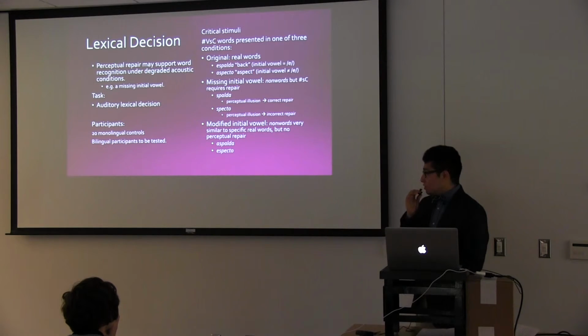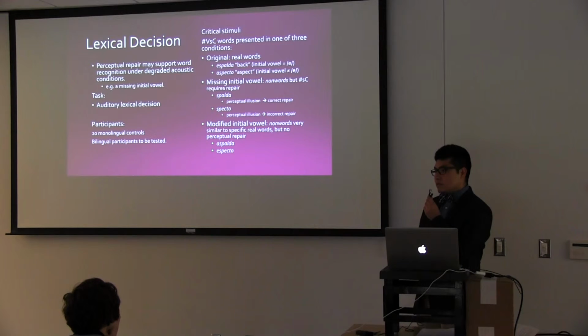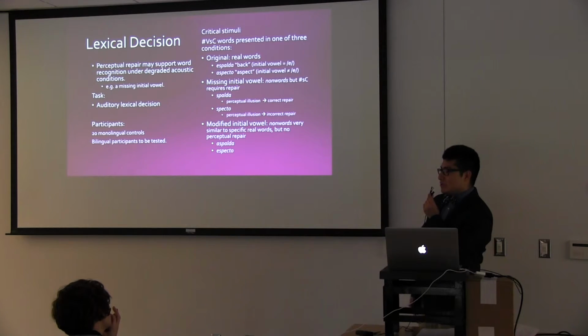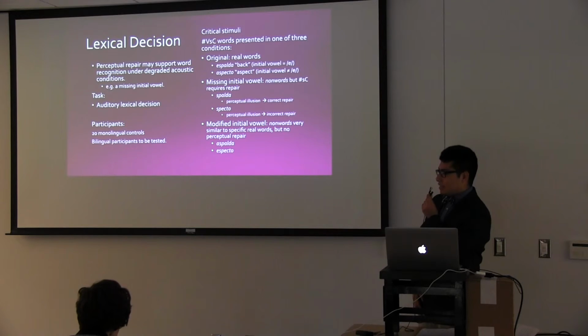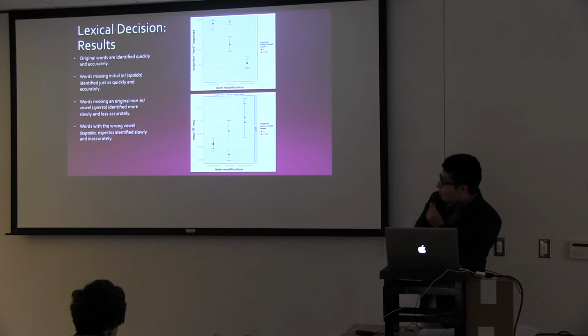So our predictions were that monolinguals would be able to identify the original stimuli fairly quickly. And as we messed around with the rest of the stimuli, it's going to get only harder. So if we remove the E in espalda, they should be fairly quick to identify because of the E repair system. But for the second part, it should be a lot more challenging. And if you modify the initial vowel, we change it to something else, then it's going to get a little trickier. And as it turns out, that's exactly what happened.